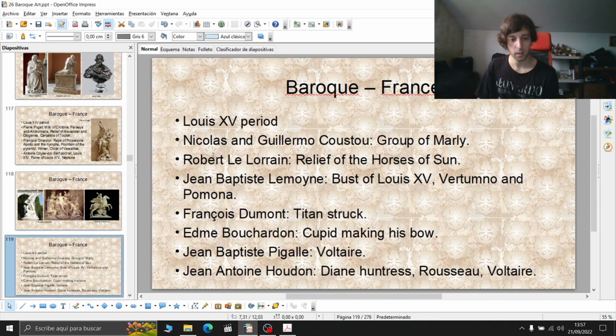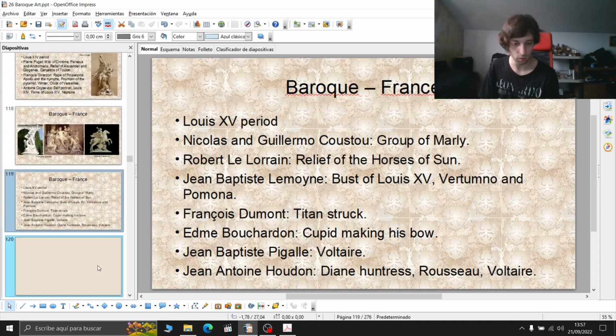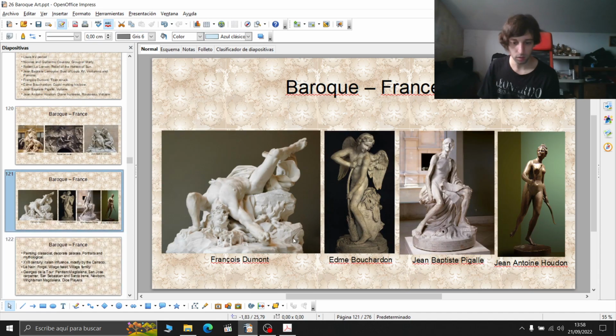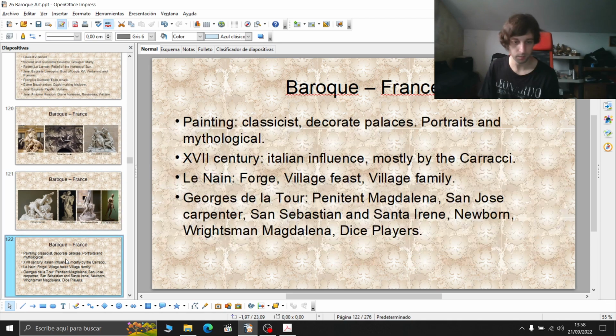Louis XV period with Nicolas and Guillaume Coustou, Robert Le Lorrain, Jean-Baptiste Lemoyne, François Dumont, Edme Bouchardon, Jean-Baptiste Pigalle, and Jean-Antoine Houdon. Then different artworks.